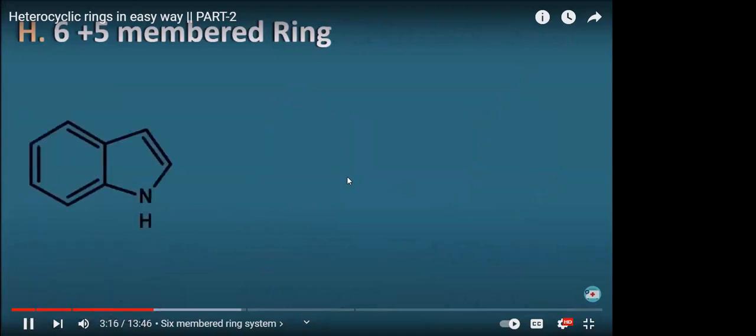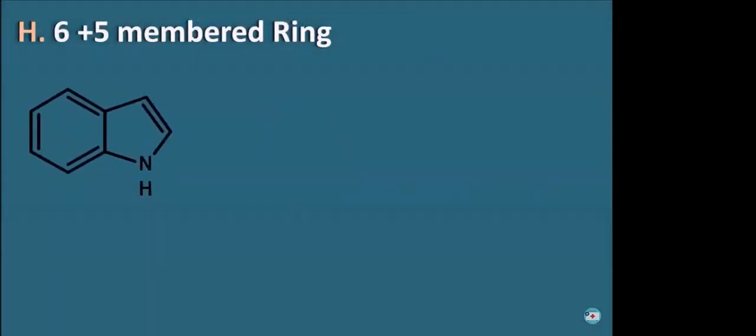Systems. So this is one of the 6 plus 5 member ring systems. The 6 member ring system is the simple benzene, and the second one is a heterocyclic ring system, which can be called pyrrole. So simply it can be written as benzopyrrole, but actually this ring system is commonly known as indole. So indole is a 6 plus 5 member ring system with nitrogen as the heteroatom.